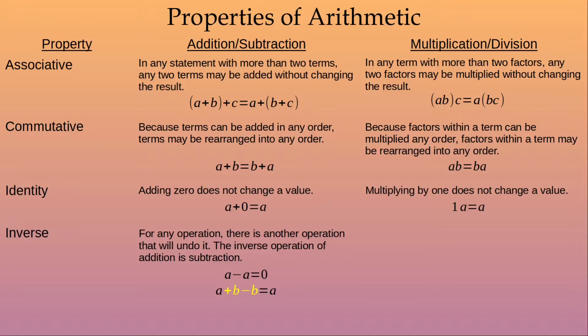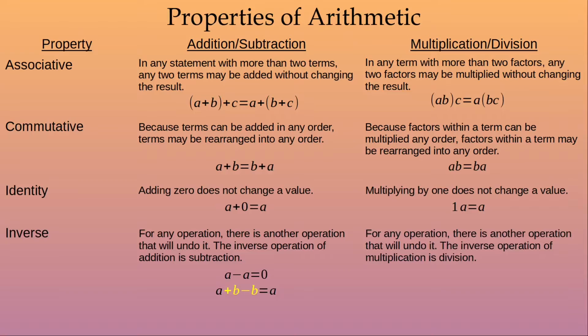If I give you $1, and then I take it away from you, you have the same amount of money as you started with. Likewise, for the multiplication inverse property, for any operation, there's another operation that'll undo it. The inverse operation of multiplication is division. If I have a number, and then I divide it by itself, I will get 1. Also, if I have a number, and then I multiply it by something, and then I divide it by the same thing that I just multiplied it by, I'll get back to the original number.